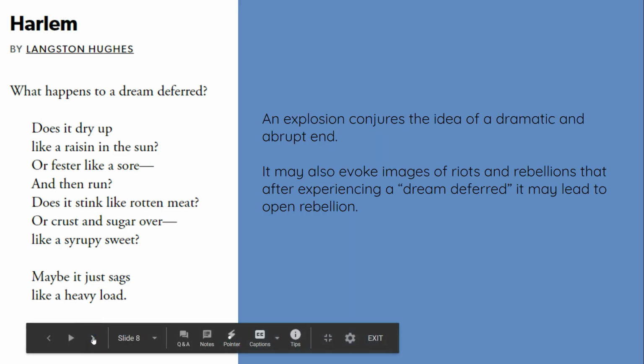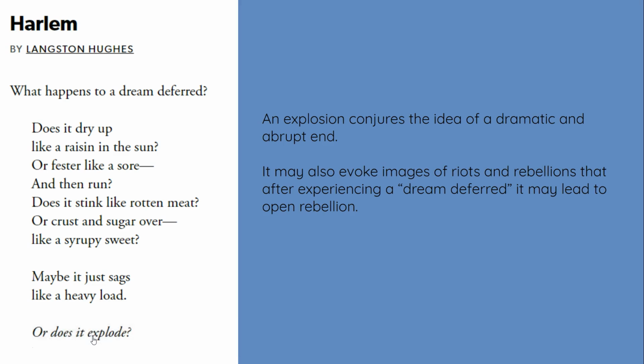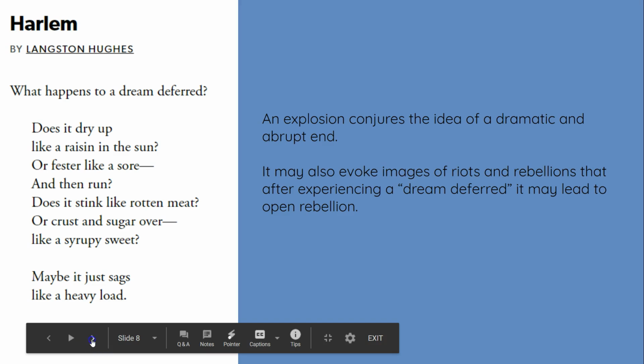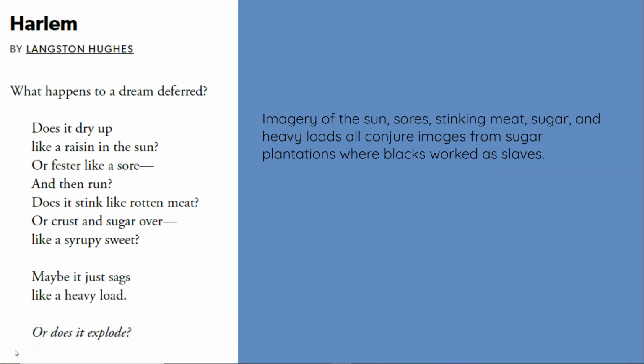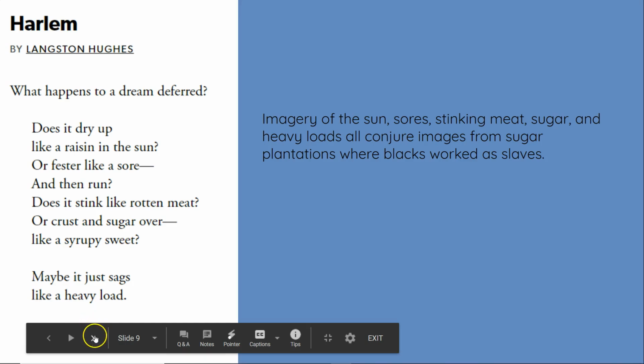And then finally, at the very end, we have this really important image of an explosion. And so this explosion conjures the idea of a dramatic and abrupt end. And notice it's also at the end of the poem. So explosions may also evoke images of riots and rebellions. And after experiencing a dream deferred, we might understand that people who have experienced a dream deferred may lead to open rebellion or an explosion. Well, in this, we should see the imagery of sun, sores, stinking meat, sugar, and heavy loads, and that could all conjure images to our mind of sugar plantations where Blacks previously worked as slaves.